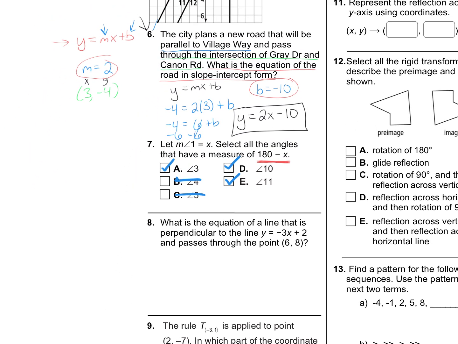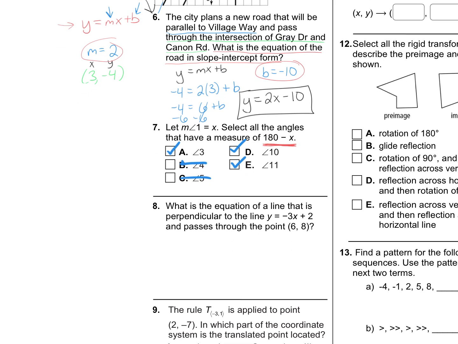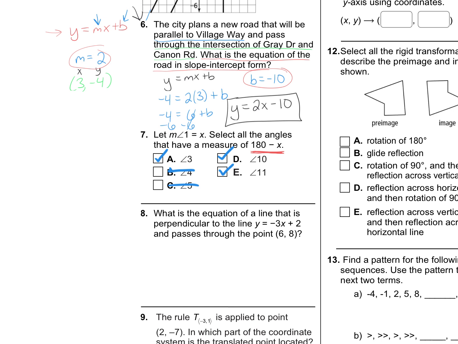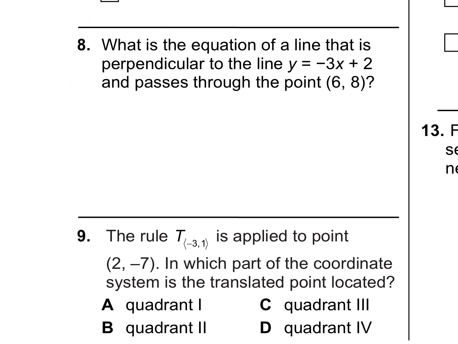Number 8, what is number 8 very similar to? Number 6, okay? What's different about number 8 compared to number 6 is that it gives us all the information already. We don't have to go looking at a graph to find that information. So, number 8, we are going to write an equation in slope-intercept form. So, again, y equals mx plus b. It says a line perpendicular to y equals negative 3x plus 2.